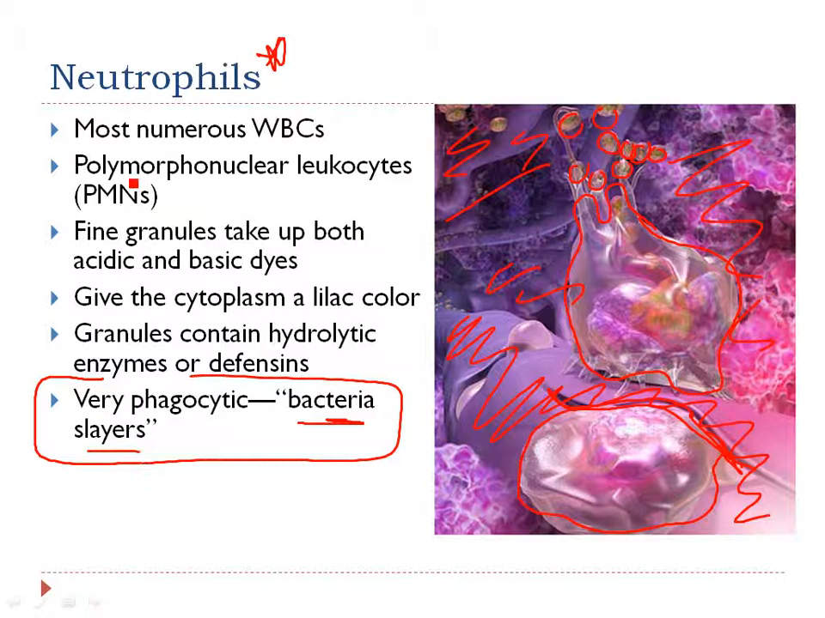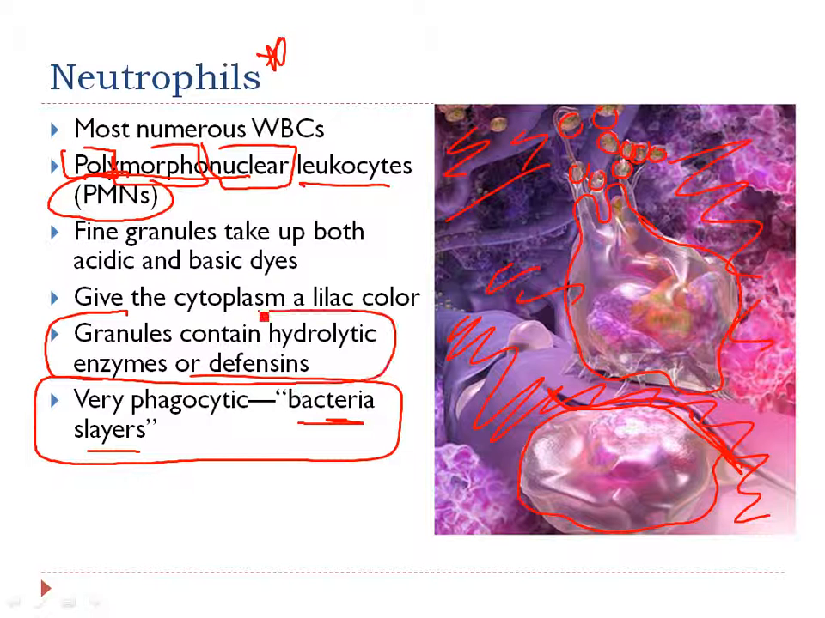Another name for these, PMNs. That's an abbreviation for polymorphonuclear leukocyte. That's kind of a mouthful. Poly means many. Morpho refers to shape or structure. Nuclear refers to the nucleus. And that gets back into these sort of odd-shaped nuclei with many lobes that these types of white blood cells have. So that's why they're given that alternative name as well.